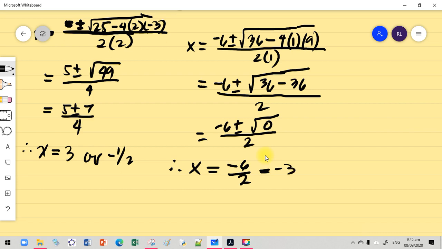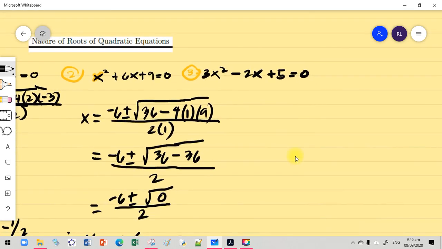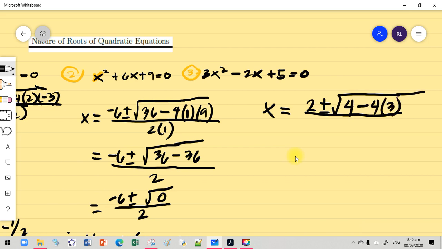So take note of this, that in the number 1 and number 2 equations, we have only one real solution. Okay, so for number 3, we have x equals, since b is negative 2, that's going to be 2 plus minus the square root of b squared, which is 4, minus 4, a is 3, c is 5, all over 2 times 3.